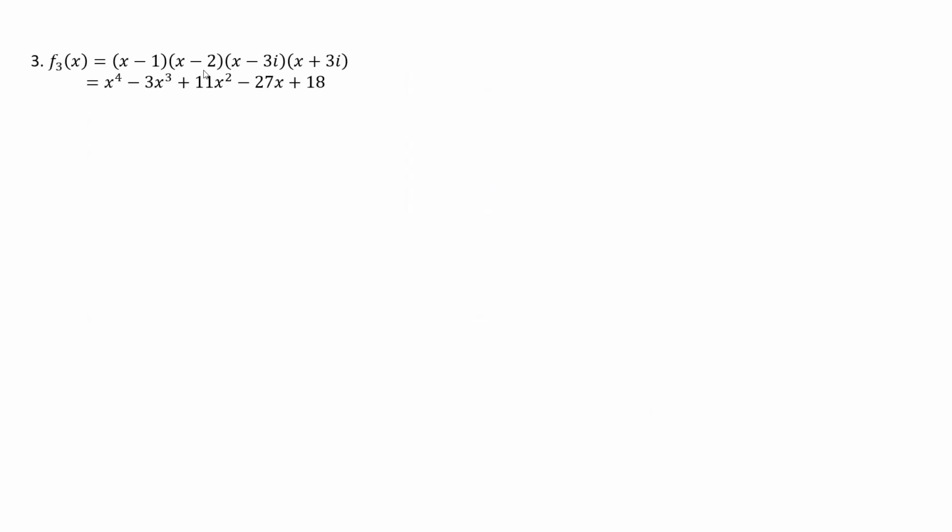x minus 1 times x minus 2 times x minus 3i and x plus 3i. Aha, so the roots are 1, 2, and these complex conjugates, 3i and negative 3i. But notice, this polynomial has all nice real coefficients. Even though the roots are complex, the polynomial itself has real coefficients. That can and will happen. Okay, good. Now let's do the analysis. How many sign changes? Positive to negative, 1, 2, 3, 4. There are four sign changes, right?